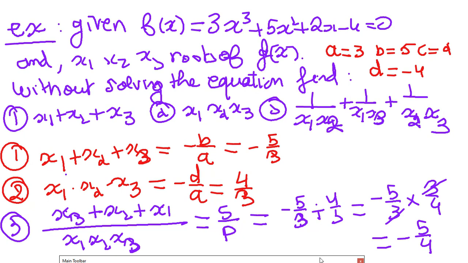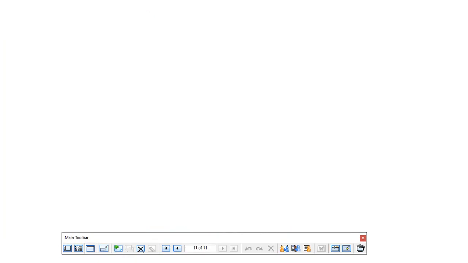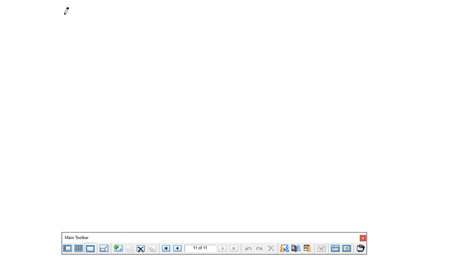But now you're going to tell me, but miss, if it's more than degree 3, do we have any rule to find the sum and the product of the roots? Yes, we have. So let's write here part 5. The mouse is not working. One minute, let me just fix it. Okay, so part 5, that's it.